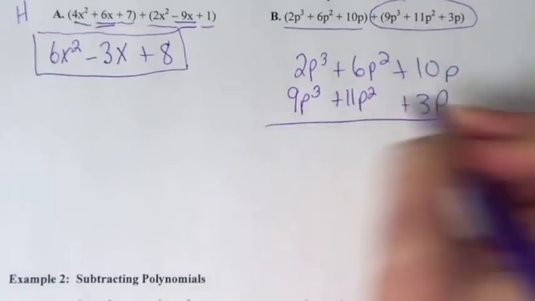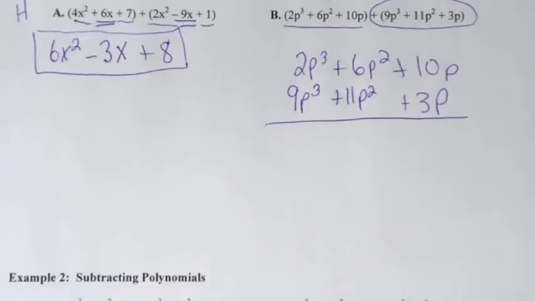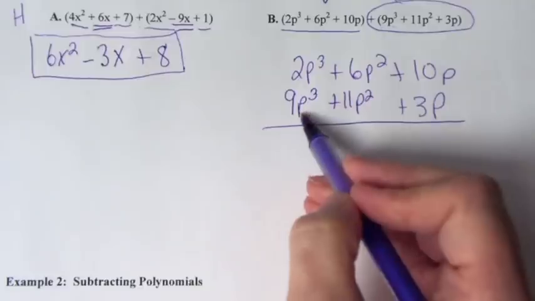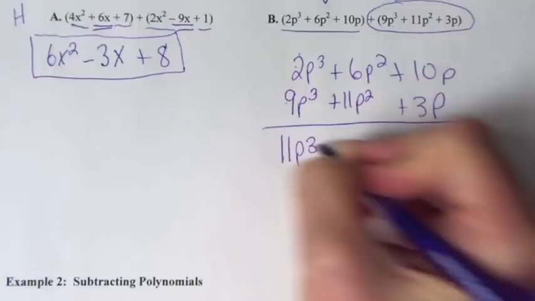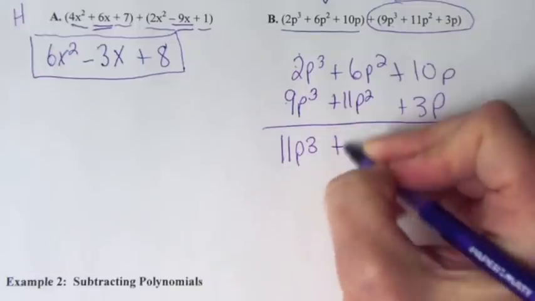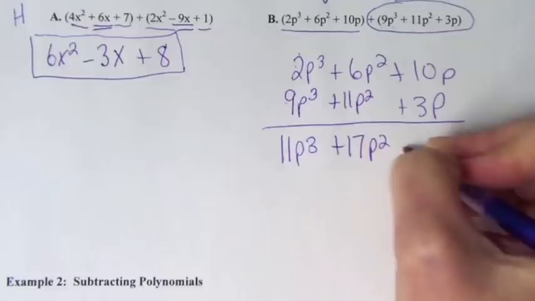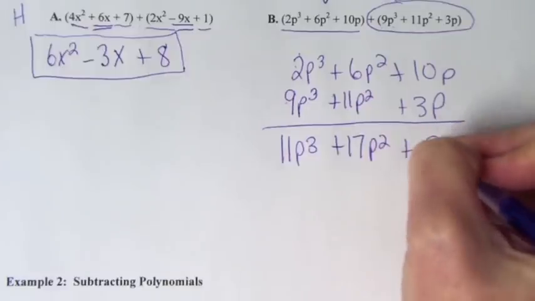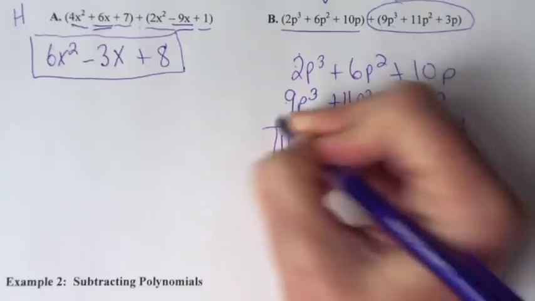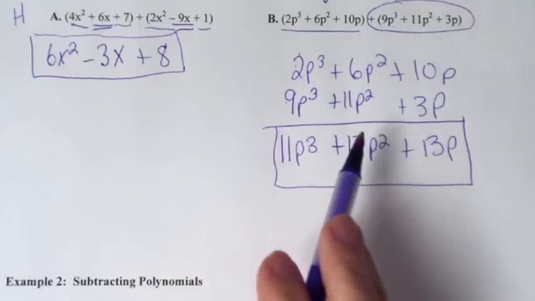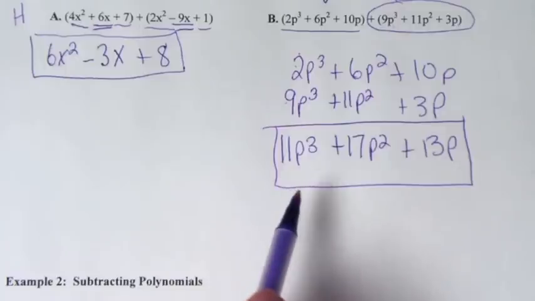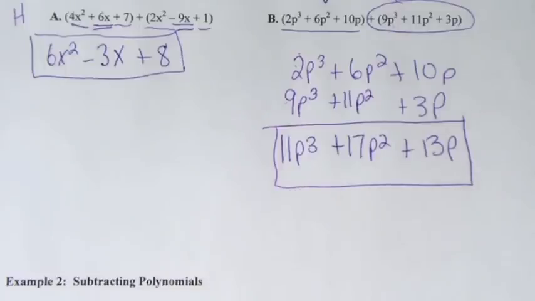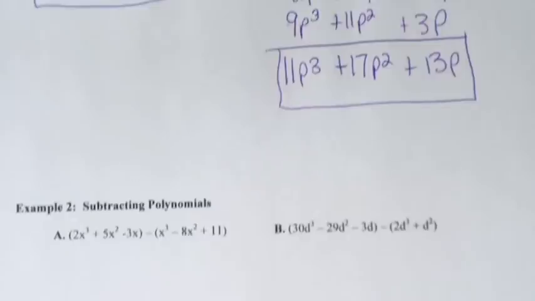Now we add them down this way vertically. So we have 2p cubed plus 9p cubed. That gives us 9, 10, 11. That gives us 11p cubed plus 17p squared and then plus 13p. So this is the vertical method of how we add polynomials. Whichever method makes the most sense to you is fine. I'm going to show you both methods on the subtraction.